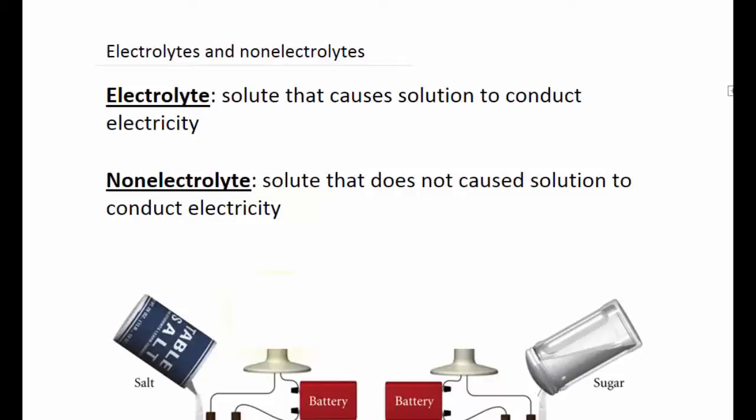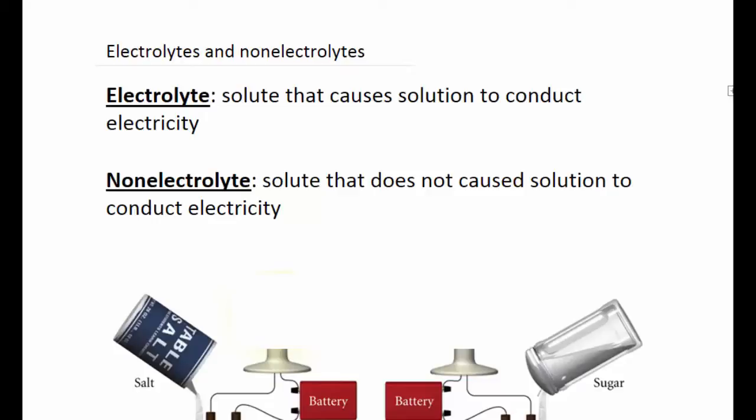We have to have a little talk now about how different substances behave in solution, because that affects how we talk about reactions. Right? We can categorize substances very differently depending on some of their solution properties. So let's start with electrolyte and non-electrolyte. This is probably going to be the most important distinction that we make between types of substances when dealing with reactions. So electrolyte is a solute that causes a solution to conduct electricity.